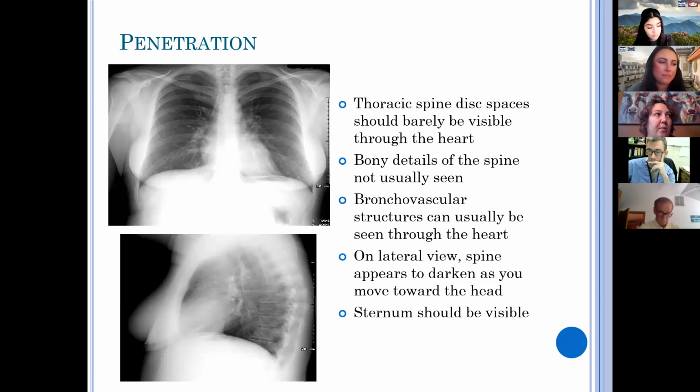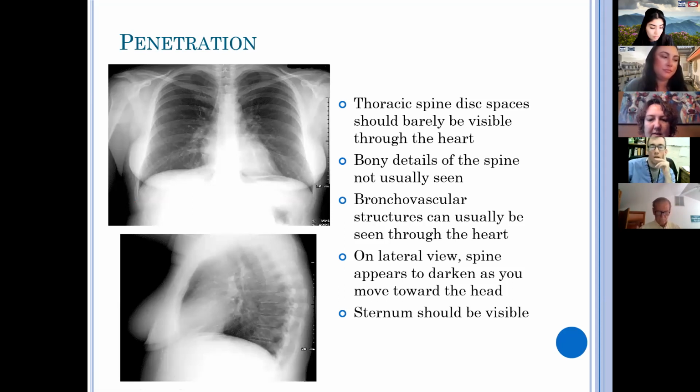The next term that we're going to discuss briefly is penetration. Penetration has to do with how much of the X-ray is shot through the patient. The goal is to be able to see the thoracic spine disc spaces barely through the heart. Usually you cannot see the bony details of the spine other than where we pointed them out up here at the very top of the X-ray.